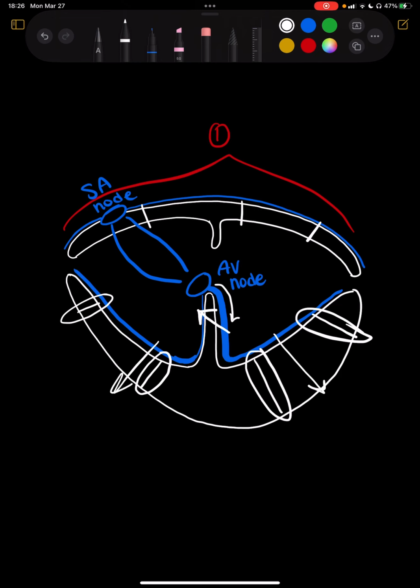So numbering 1 would be here, the second impulse would go off here, the third would be the ventricles, and the fourth would be the sides of the heart here. And that is all for the recap today.